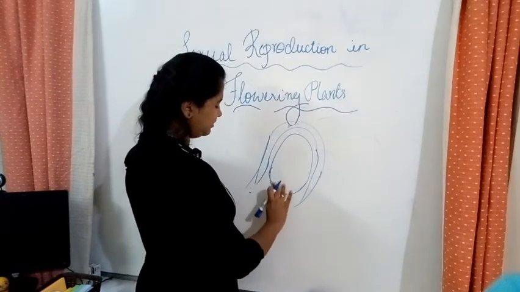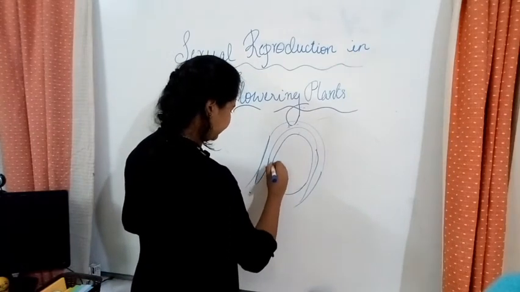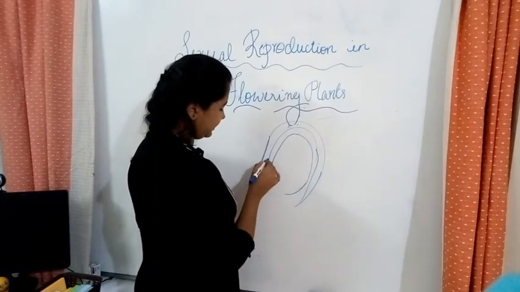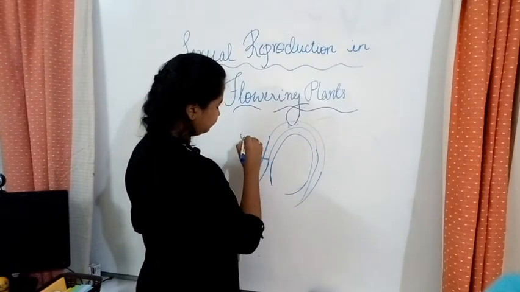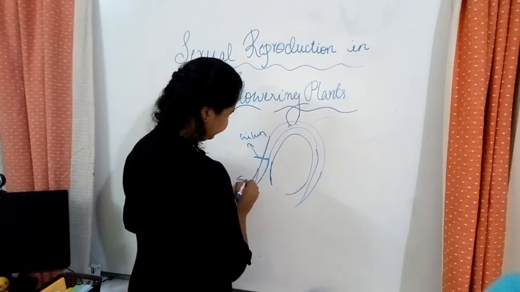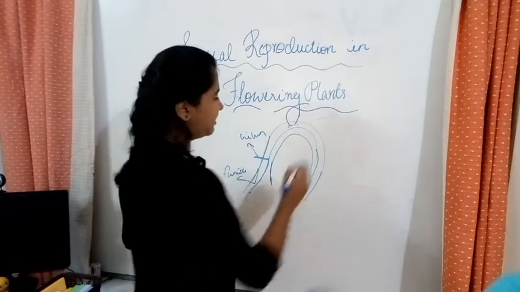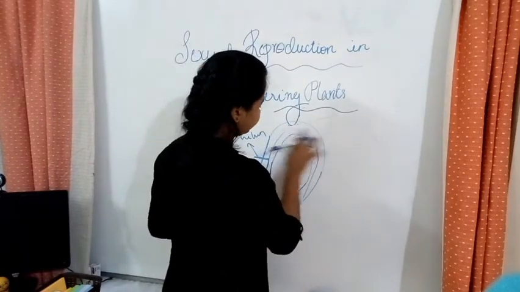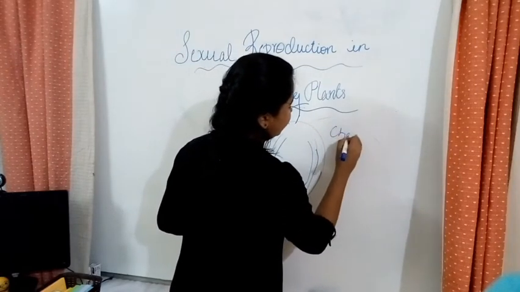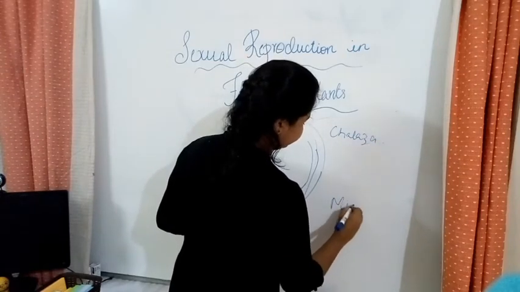So this is the integuments, the outer one and the inner one. Over here this is the hilum. This is the funicle, and over here this is the chalaza. This is the micropyle.